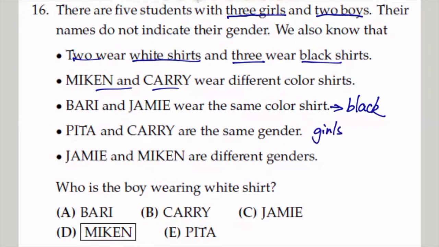Okay, we are looking for the boy who wears the white shirt. And we already know 2 people wear black and 2 people are girls. So we can rule out those names. Barry wears black, Jamie wears black, Peter is a girl, and Carrie is a girl. So the only remaining choice is D.